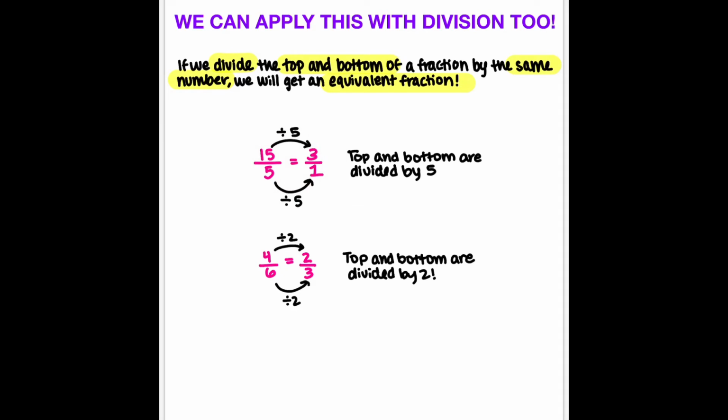Let's do another example. 4 divided by 6. Let's divide top and bottom by 2. 4 divided by 2 is equal to 2. 6 divided by 2 is equal to 3. We divided top and bottom by 2. So we know 4 divided by 6 is equal to 2 divided by 3. These are equivalent fractions.